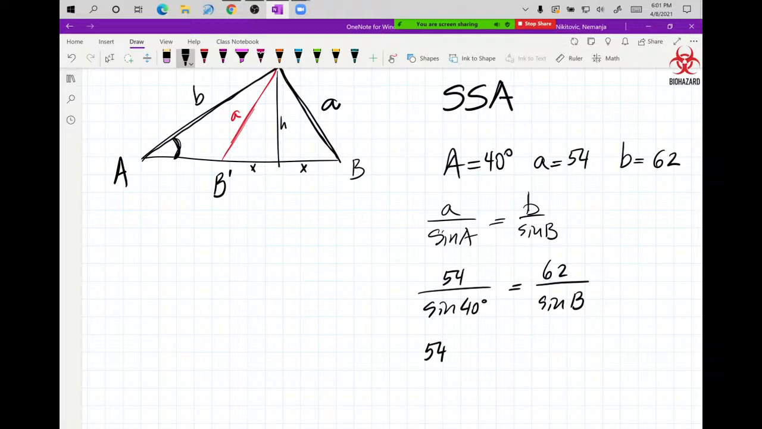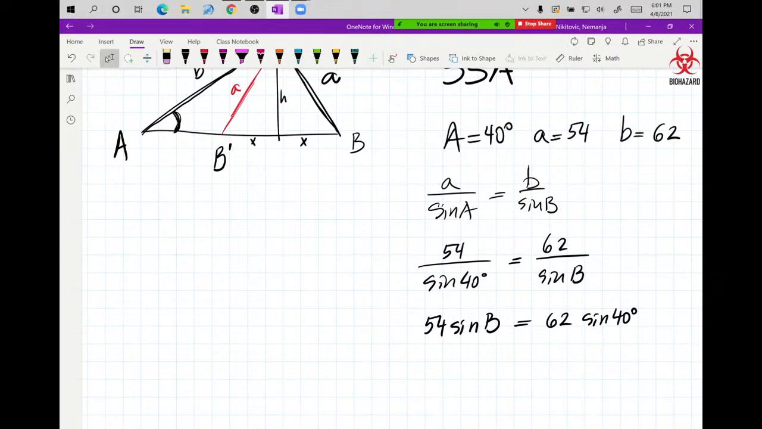Cross multiply, which is 54 sine B equal to 62 sine of 40 degrees. And finally, sine B is equal to 62 sine 40 degrees divided by 54. Now, this is something that you punch in your calculator to get the decimal, right? 62 times sine of 40, close the parenthesis, divided by 54.